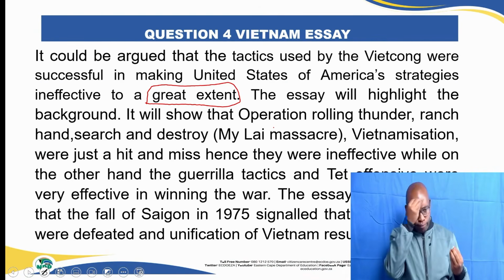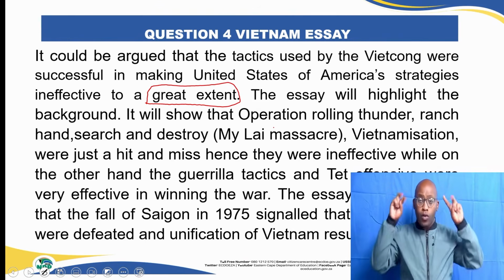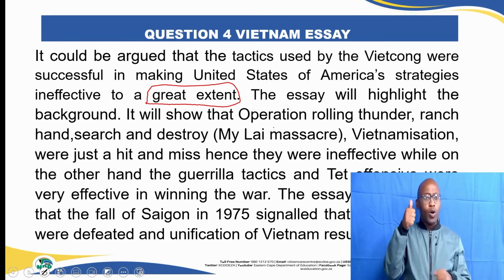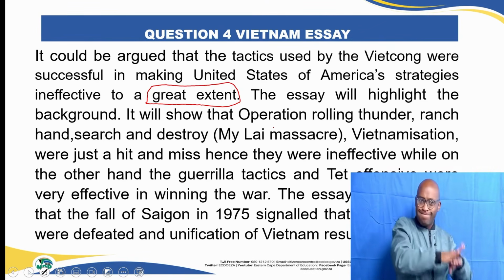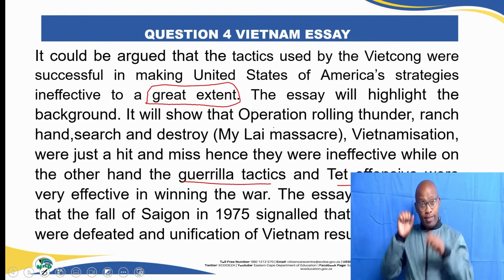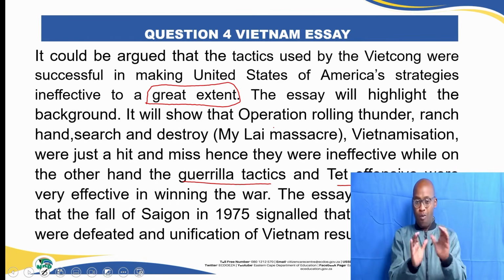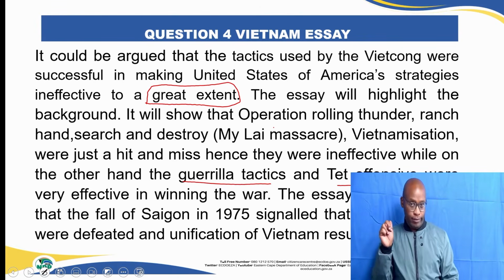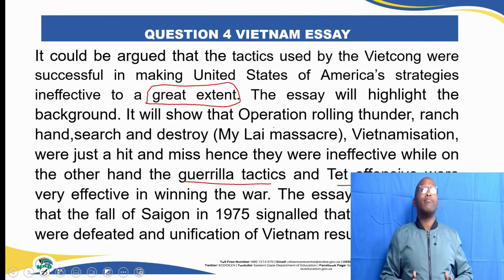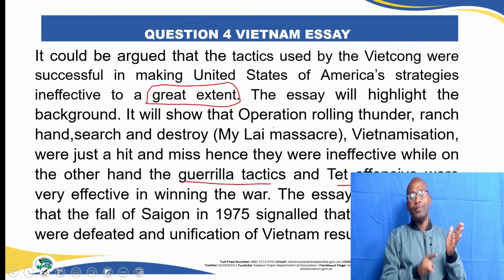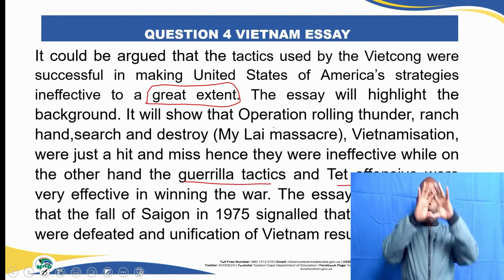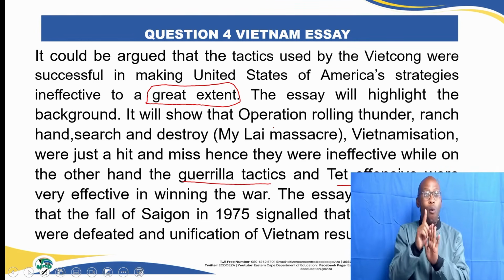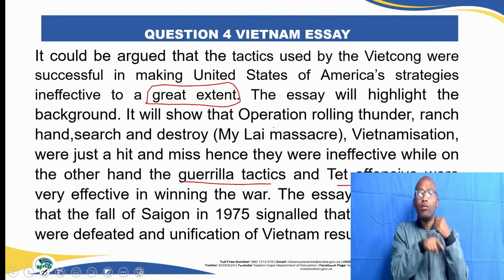As you can see, there is something that you must note. We said right at the beginning that the Viet Cong strategies made US strategies ineffective to a great extent. And now we are saying the Tet Offensive and the guerrilla tactics were very effective in winning the war. So this tells us that this essay will be discussing both sides of this event that we are covering. The essay will also show that the fall of Saigon in 1975 signals that the Americans were defeated and unification of Vietnam resulted. Now, let's go to the background of the essay. We are now getting into the essay.